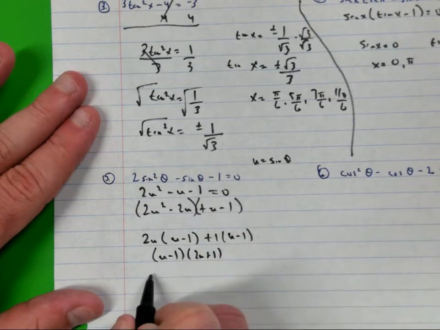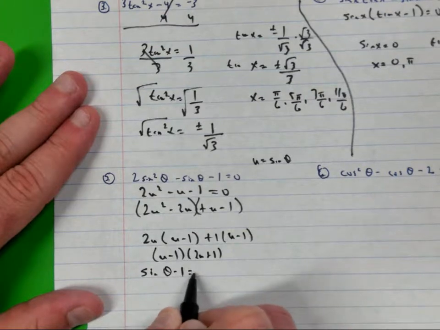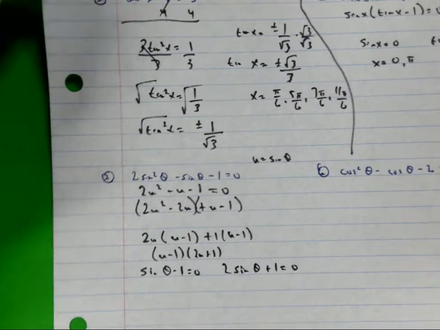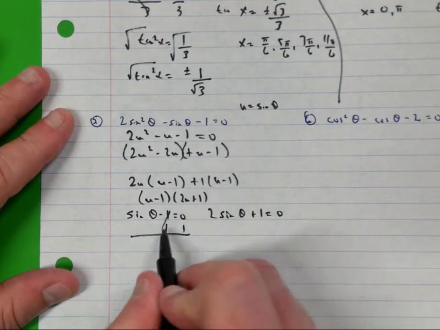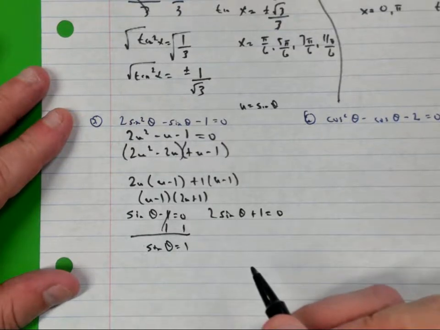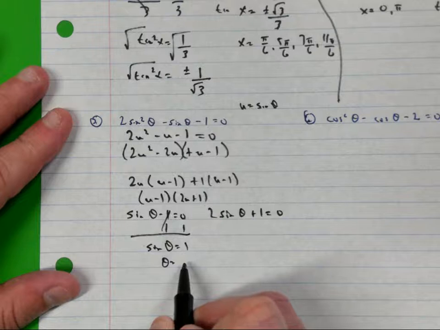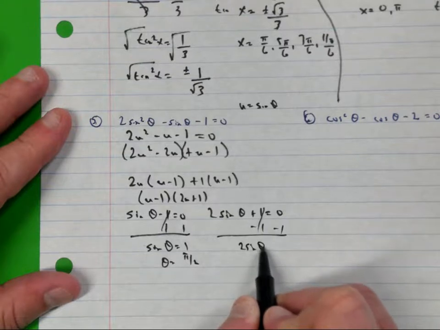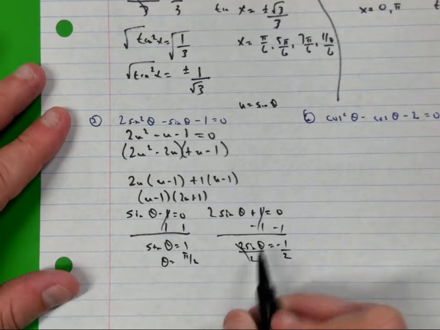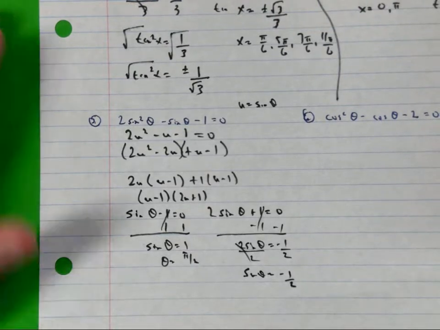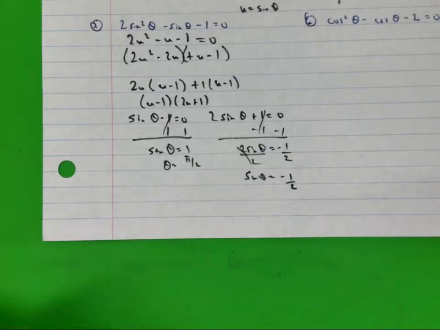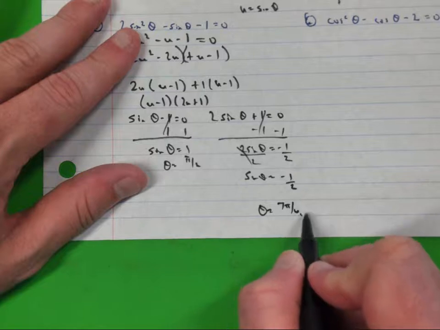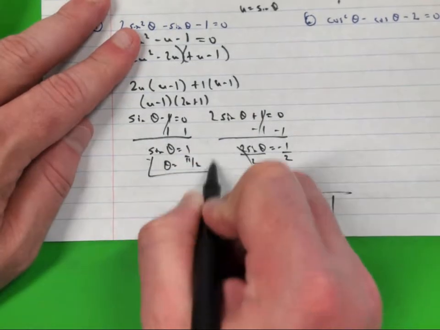I'm going to substitute sine back in there. So I'm going to have sine of theta minus 1 equals 0 and 2 sine of theta plus 1 equals 0. Sine of theta equals 1. Where does sine equal 1 at? Pi over 2. Okay, move this over. 2 sine of theta equals negative 1. Divide by 2. Sine theta equals negative 1/2. What family are we dealing with there? Pi over 6 in what quadrants? 3 and 4. 7 pi over 6 and 11 pi over 6. So those two and this one.